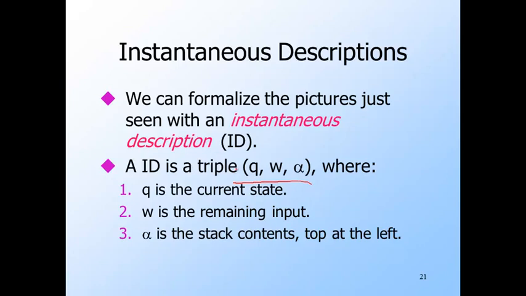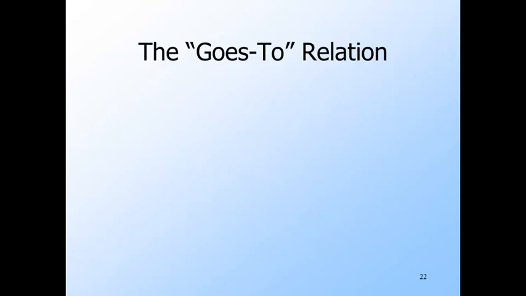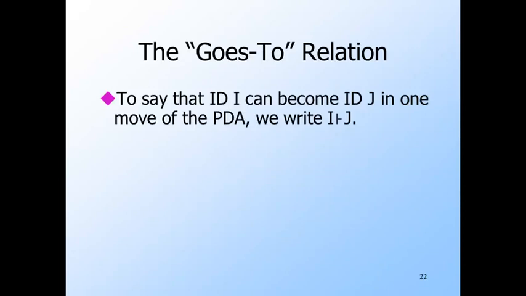Again, remember that the top of the stack will be the leftmost symbol of alpha. There is an analogy between derivations for a grammar and sequences of IDs for a PDA. The IDs are analogous to the sentential forms of the grammar. In place of the double arrow, we use the turnstile symbol, that's this, to express the idea that one ID I can become another ID J by one move of the PDA.